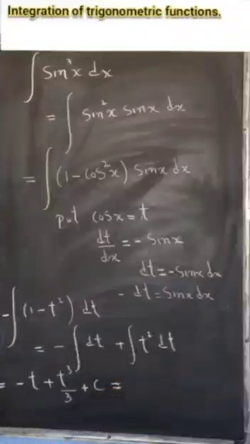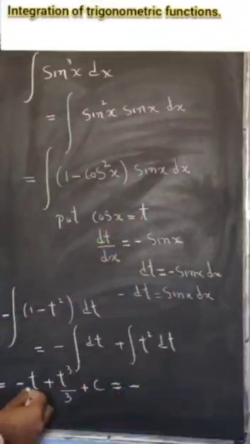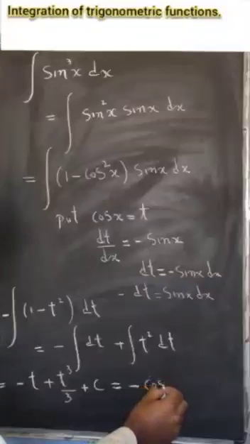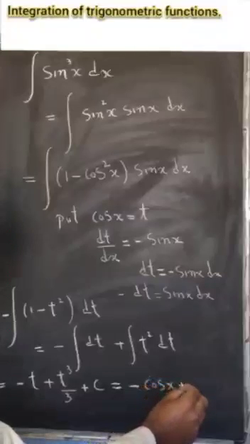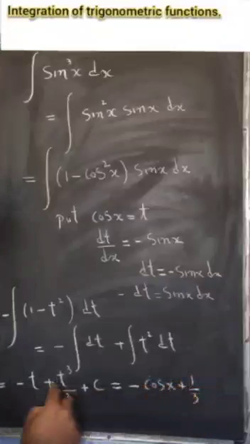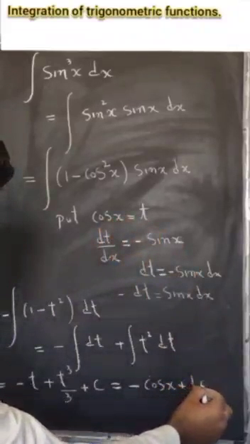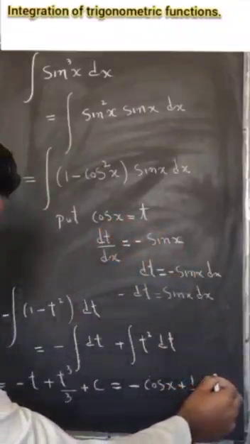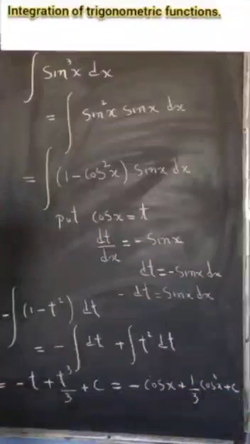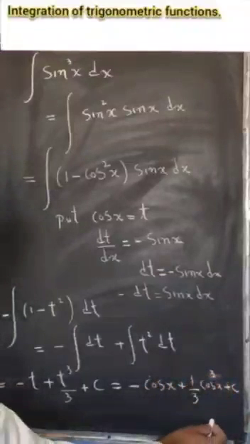is equal to, now t is equal to cosine of x, so we can write instead of t we have cosine of x, so it is minus cosine of x plus 1 by 3, it is t cube, so we can write cosine of x cube or cosine cube x plus constant of integration c. That completes the question.